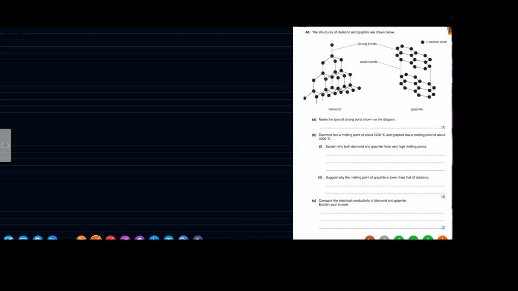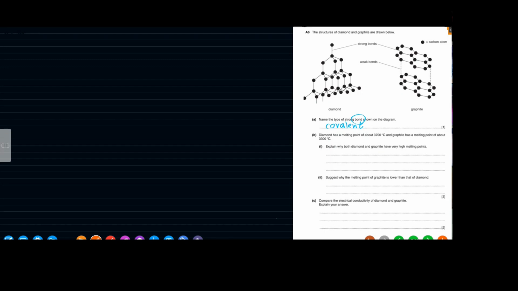Name the type of strong bond shown in the diagram. They ask only the bond, right? They only ask the bond. So the bond is covalent. No need to write whether it's giant covalent, simple molecular structure, or anything like that.